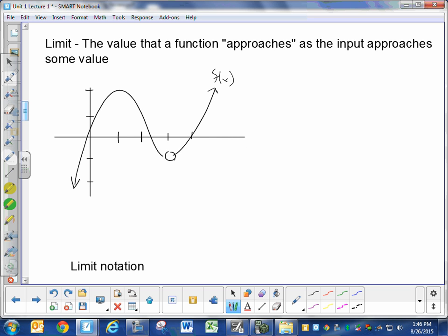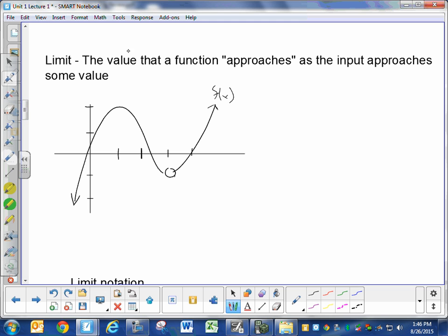A limit is the value that a function approaches as the input approaches some value. Now, maybe I'll help you out by giving it an x and a y. A limit is the y value that a function approaches as the input approaches some x value.